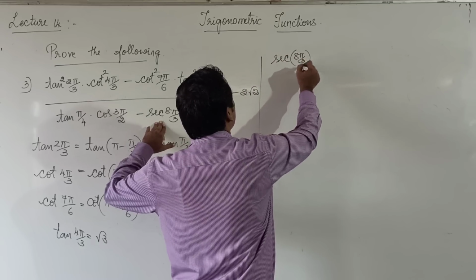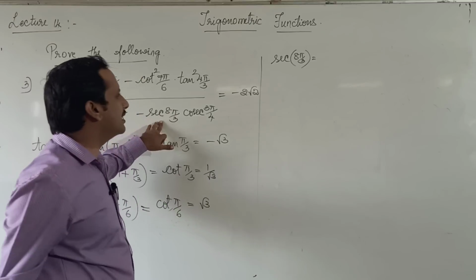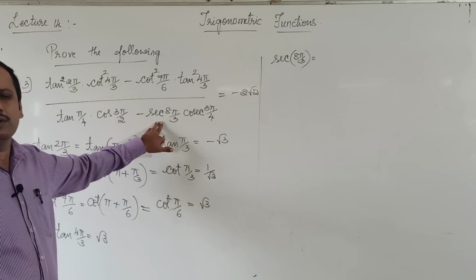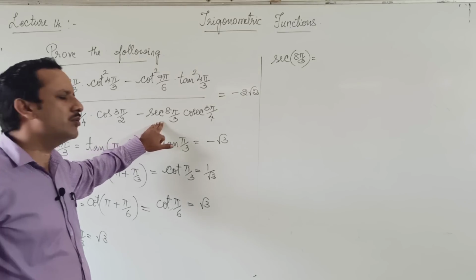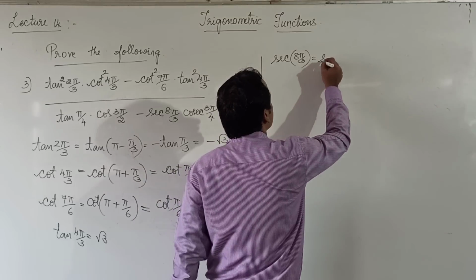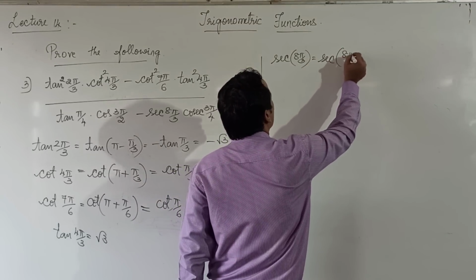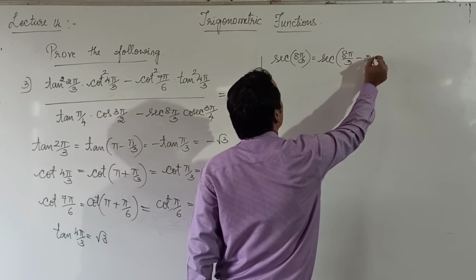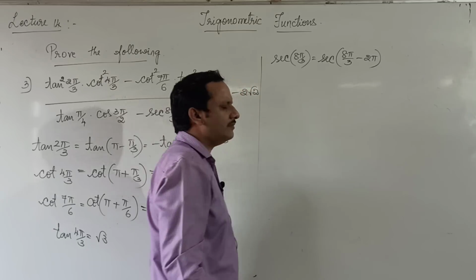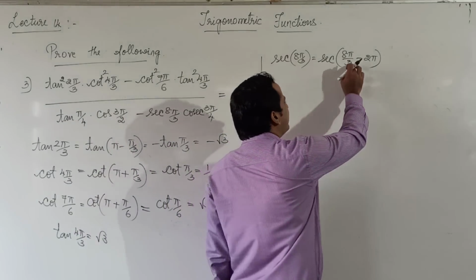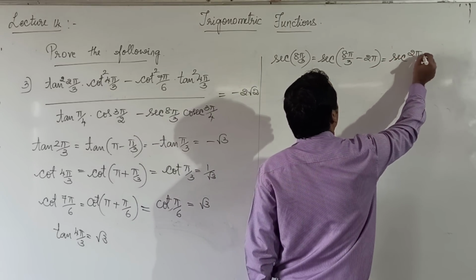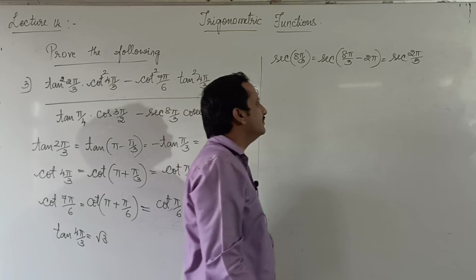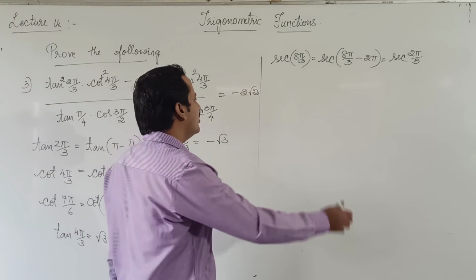Secant 8 pi by 3. This 8 pi by 3 is actually greater than 2 pi. So what to do? We'll subtract 2 pi. Secant of 8 pi by 3 minus 2 pi. When you subtract, 8 pi minus 6 pi, you get secant 2 pi by 3.